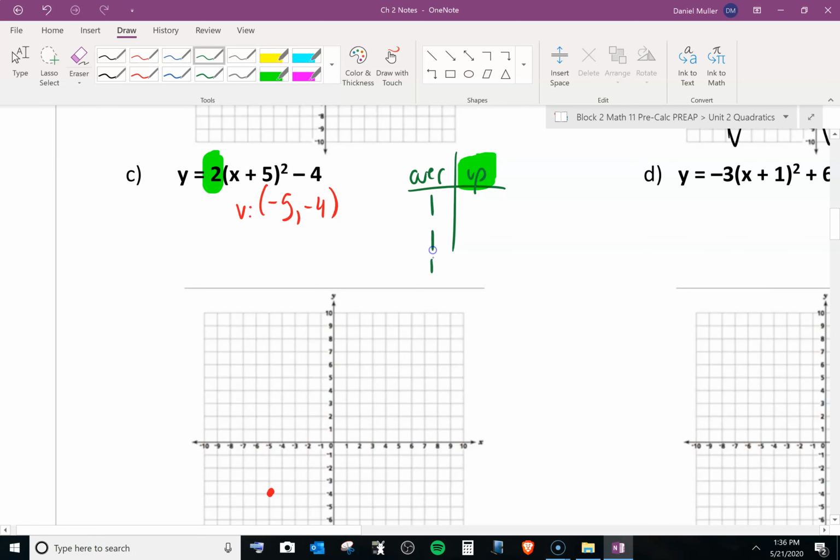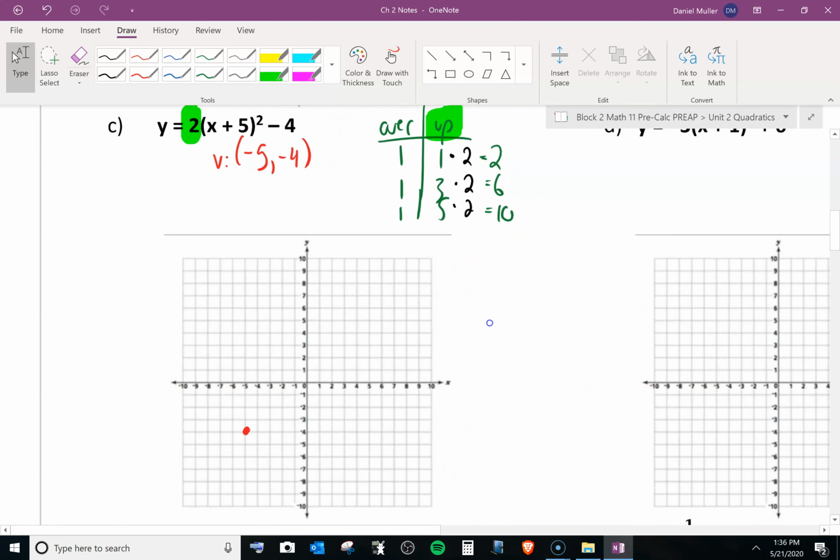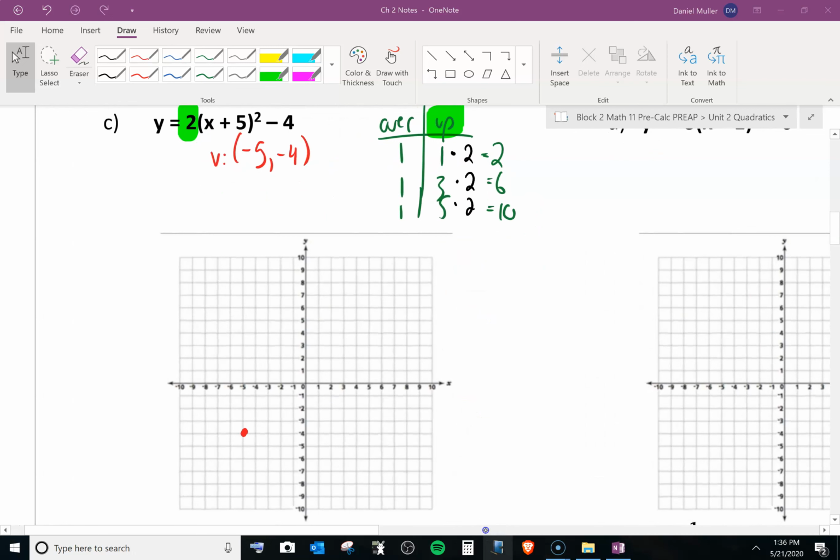And it's always 1, 1, 1, 1, 3, 5. I need to times that by the number in front, in which case it is 2. So I get 2, 3 times 2 is 6, 5 times 2 is 10. Perfect. So from my vertex, I can go over 1, up 2 now. And then over 1, up 6.